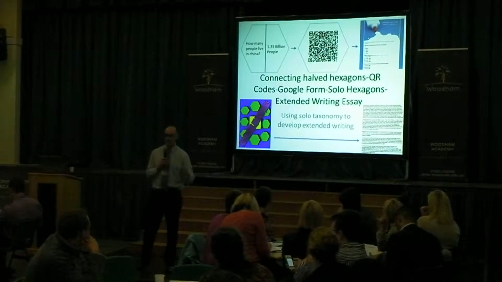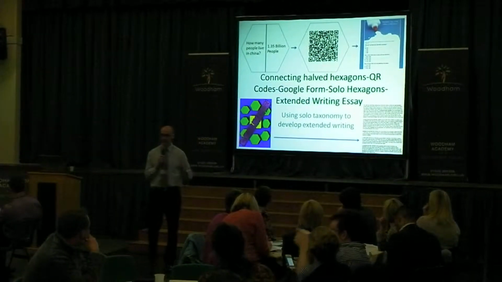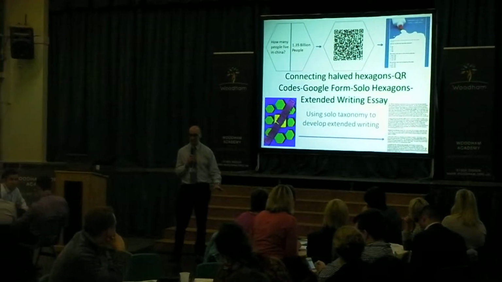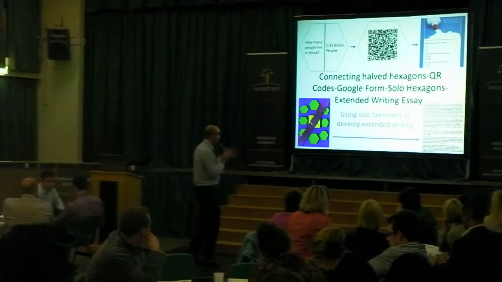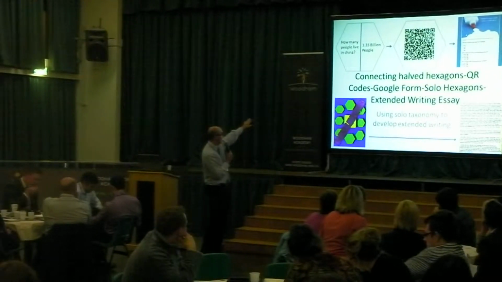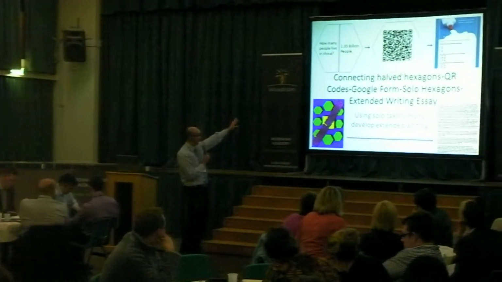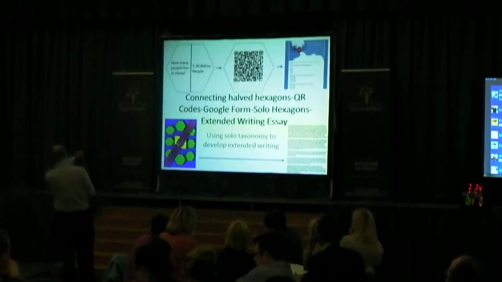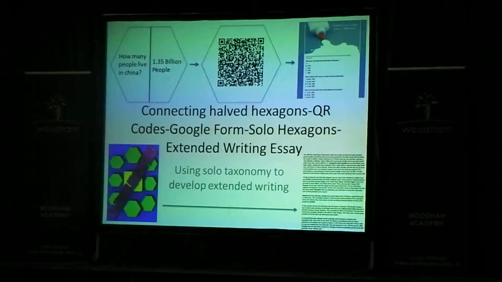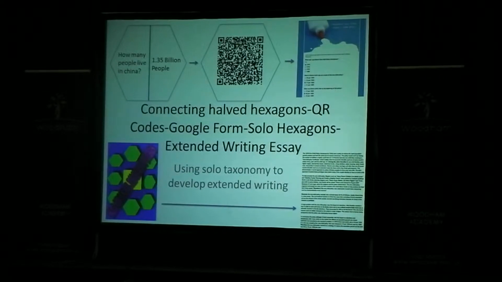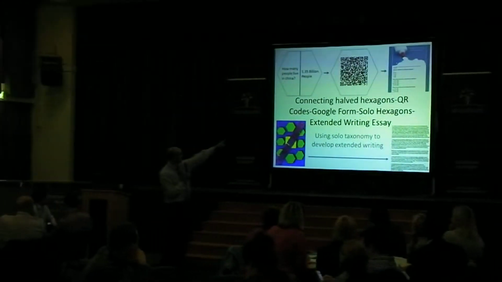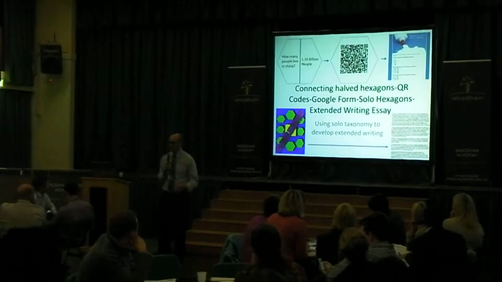I'm not going to talk through what solar taxonomy is. If you go on my blog or on Twitter, you'll find links that explain all about solar taxonomy. But what I get students to do is basically link two hexagons together, like a question with an answer, and on the back of that hexagon is a QR code. So when they connect them together, they scan that with their smartphone or an iPad. That will then send them to a Google form, which I'll create with a series of questions.